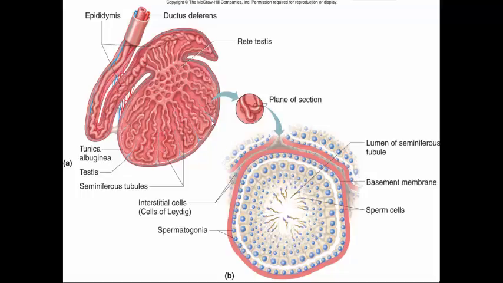Okay. If you look at just one section of the seminiferous tubule really close up, you would see this. And the sperm cell is going to start off here toward the outside and kind of migrate toward the middle to where they go to mature. And these cells that are right here, these little blue dots here, are all the cells of Leydig.